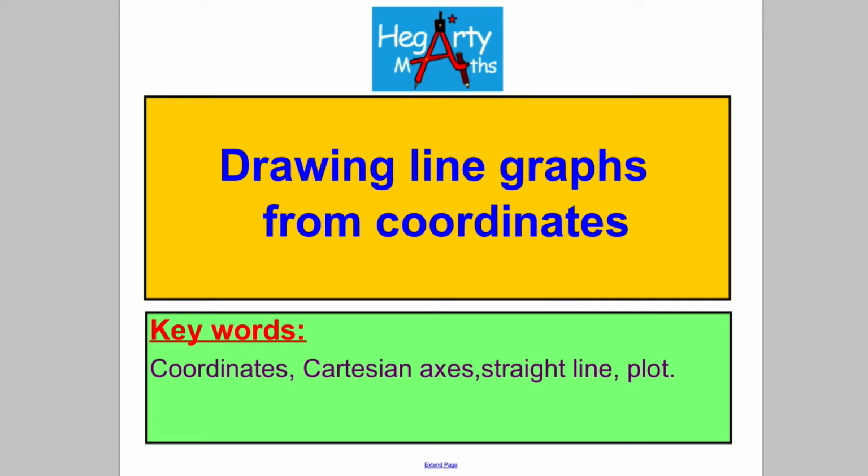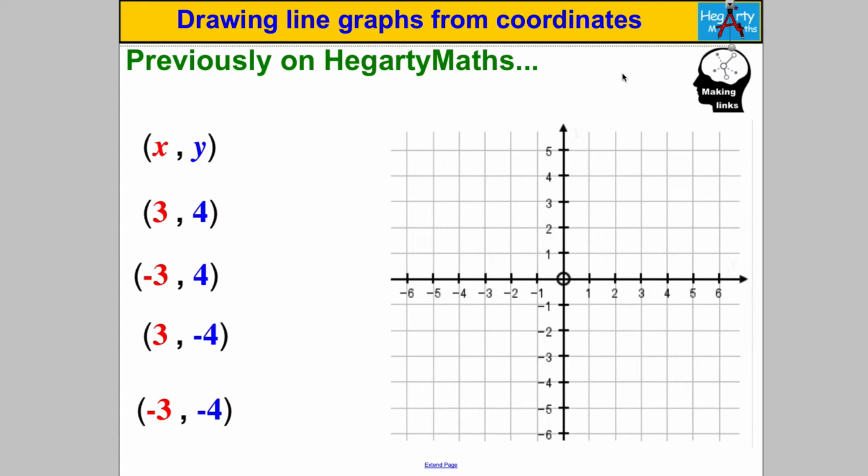It's Mr. Hegarty here, and in this particular video we're drawing line graphs from coordinates. Let's start with what we already know. We've just been introduced to coordinates and we've plotted them. Firstly, can you make sure you label the axes correctly? And can you also plot these coordinates for me? Pause the video and make sure you can do that.